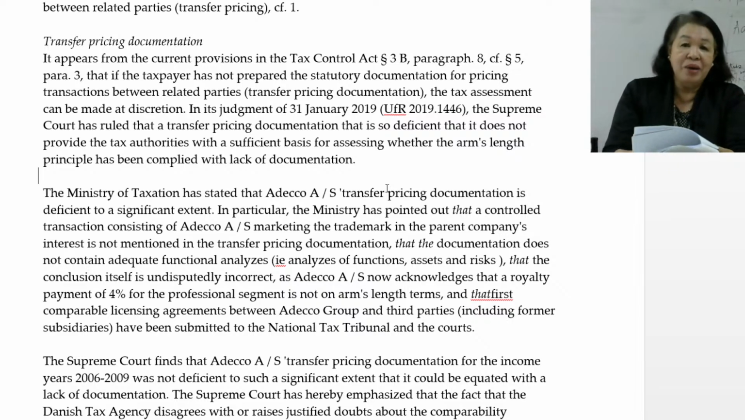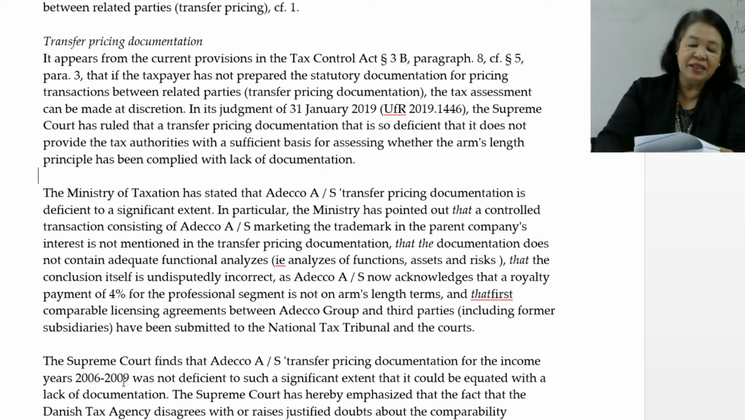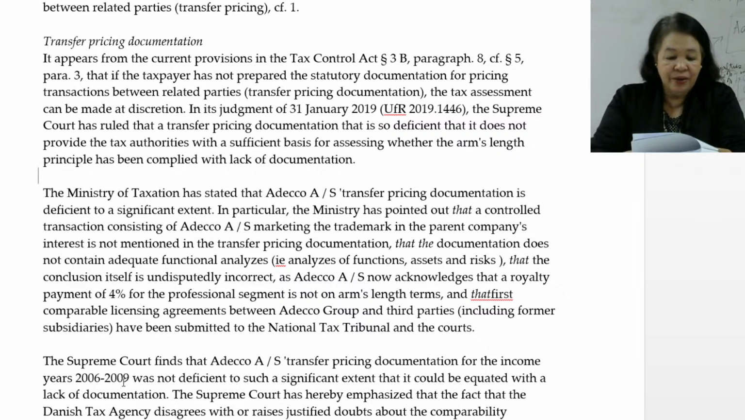Actually, I am guided by this no, na kulang-kulang yung functional analysis mo, function sa assets and risk. Kailangan naka-disclose lahat, no? That the conclusion itself is undisputedly incorrect as Adecco is now acknowledges that a royalty payment of 4% for the professional segment is not arm's length terms. So, nag-acknowledge na rin si Adecco na yung 4% is talagang mataas, no? Hindi siya arm's length. No?